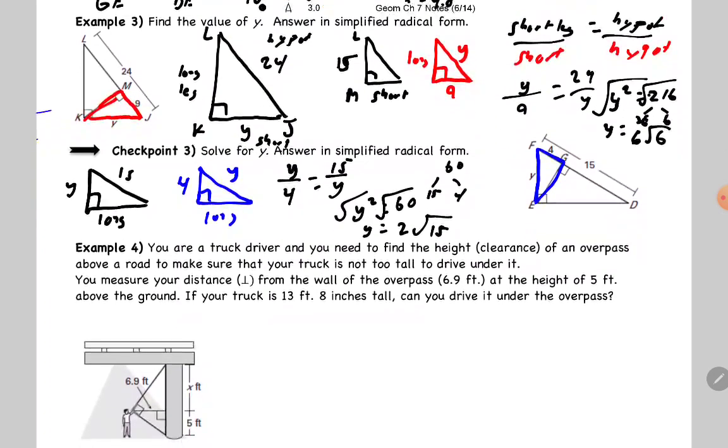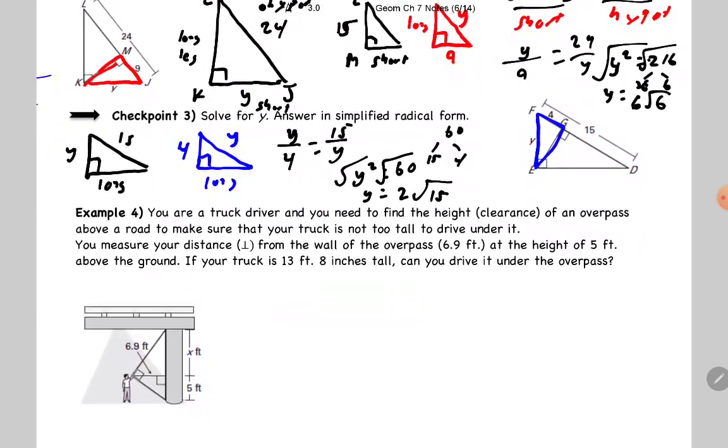Alright, you are a truck driver, and you need to find the height of an overpass above the road to make sure that your truck is not too tall to drive under it. You measure your distance perpendicular from the wall of the overpass, 6.9 feet, at the height of 5 feet above the ground. If your truck is 13 feet 8 inches tall, can you drive under the overpass?